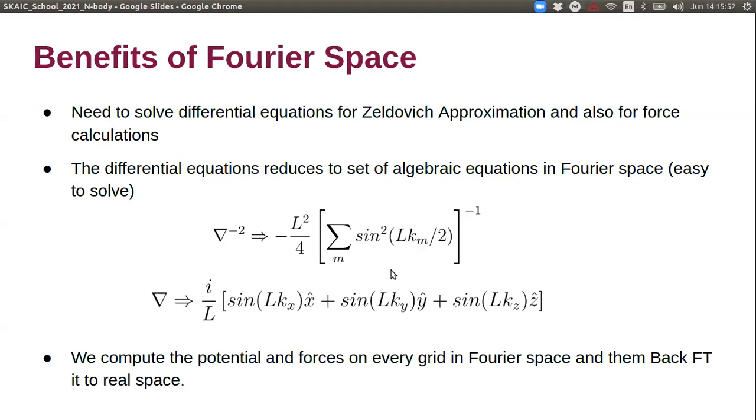This basically reduces the computational complexity. And finally, what we do is compute the potential and the force in Fourier space, and finally we back Fourier transform it into real space. This Fourier transform is done using a package called fast Fourier transform, which I will come to in later slides, which also takes time proportional to n log n. So it is not that time consuming.